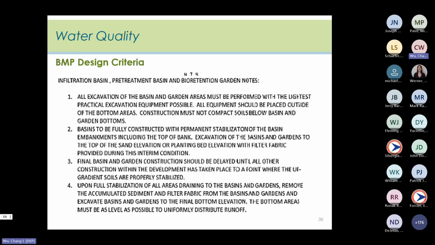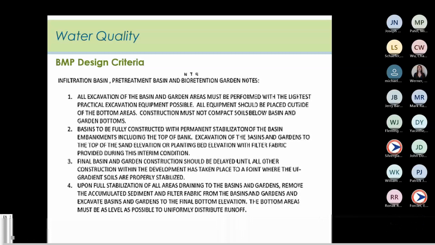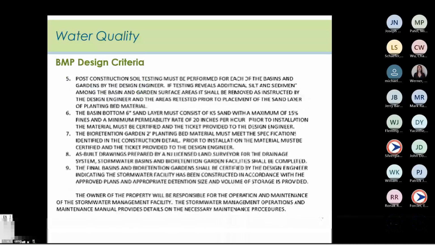And of course, you would look at the site plan to see other detailed notes, whether those notes for construction and post-construction meet those requirements in the BMP manual. And here we continue with those notes taken from the site plan. And these are to show you that this project does meet those requirements.